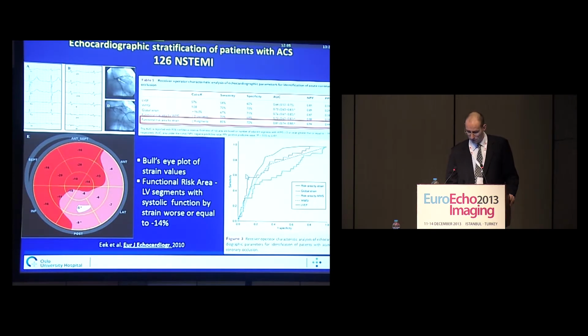To the right, we see an ROC curve analysis set to identify patients with coronary artery occlusion, and at a cutoff value of 4 or more segments, functional risk area could identify patients with occlusion with a sensitivity of 85% and a specificity of 70%. And it was better again than the traditional ejection fraction, wall motion score index, and even global strain.